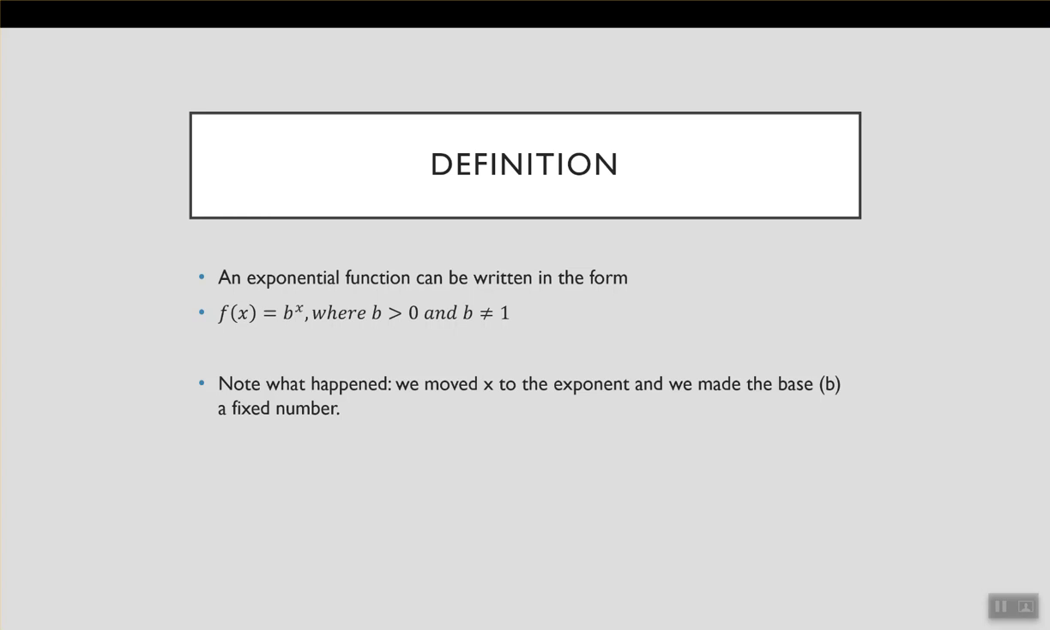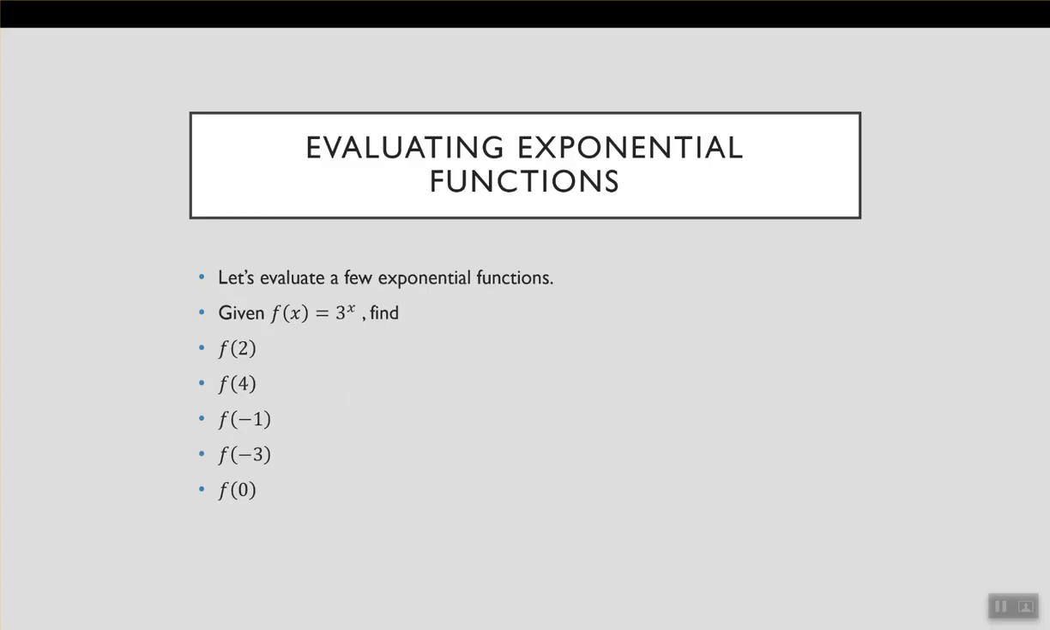We moved x to the exponent and we made b the base, and this b is a fixed number, so b could be anything. It can be a whole number, it could be a decimal, it can be a fraction. We just have these two restrictions that it can't be negative or 0, and it can't be 1, because 1 to every power is just 1, and then we wouldn't really have anything going on there. So let's start by just evaluating some functions and see how this works.